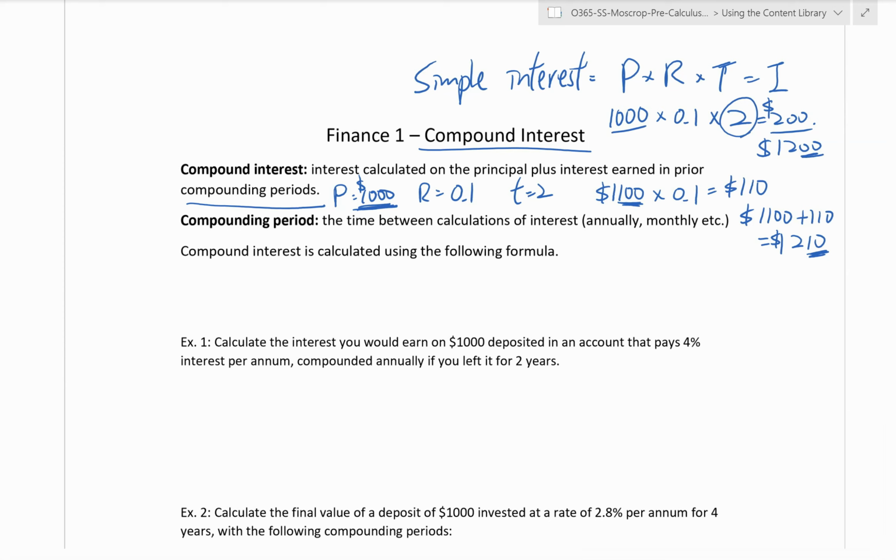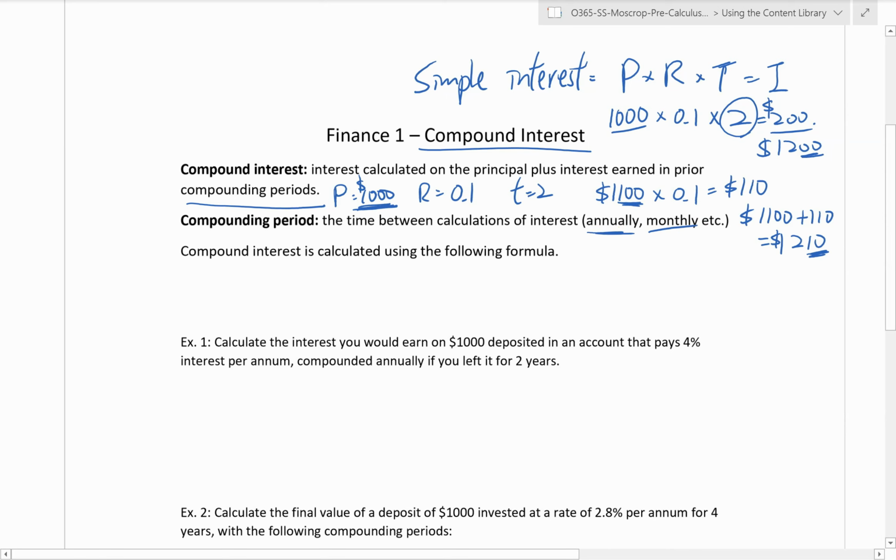The compounding period is the time between calculations of interest. The example I just showed you is annually. Usually it's not annually; there's monthly, semi-annually, quarterly, weekly, bi-weekly, and daily. So they are all compounding periods. We'll be looking at some of them later on.